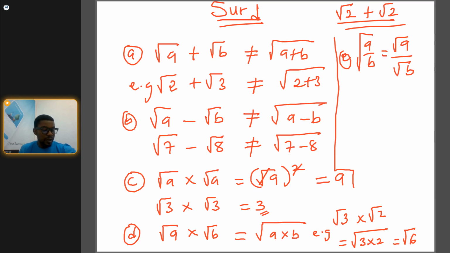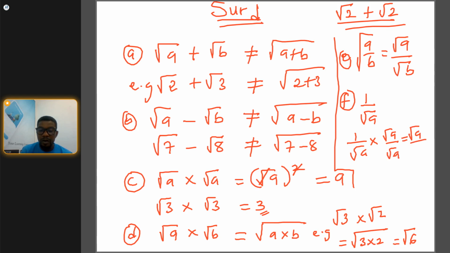The next one we are going to consider is the law of rationalization. If I'm having 1 over root A and I want to rationalize this, that means I'm going to have 1 over root A multiplied by the denominator, which is root A over root A. And that will give us root A over root A times root A, which is what? A. So this is called rationalization of surd, okay?